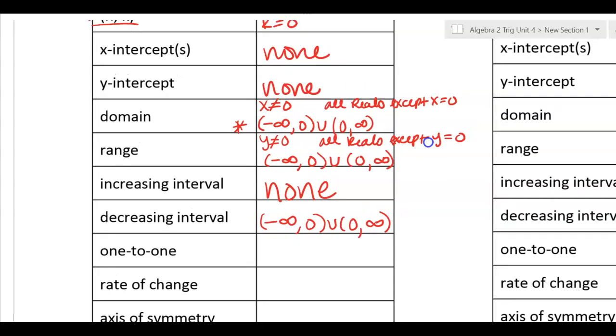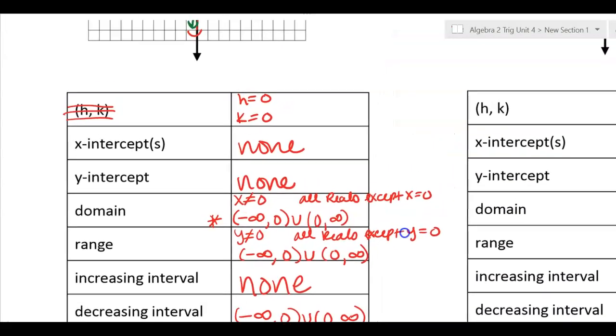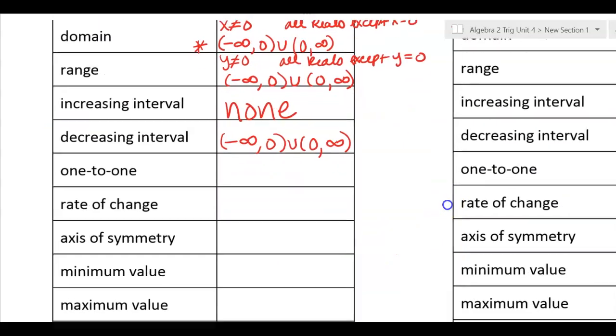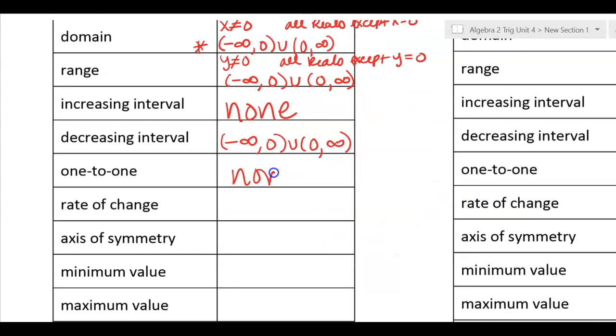Is the function one-to-one? So it's a function. It passes the vertical line test. Does it also pass the horizontal line test? Yes. The ends look like a horizontal line at 0, but are they actually a horizontal line at 0? No. Okay, so that means it is one-to-one. The rate of change, we just say like varies.